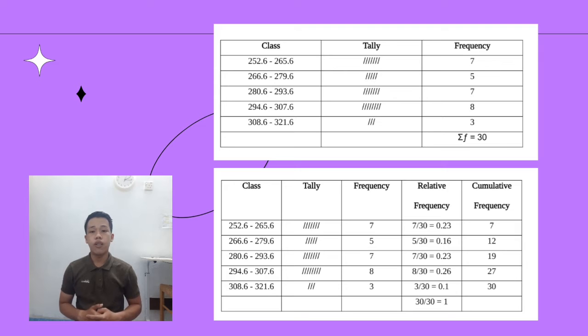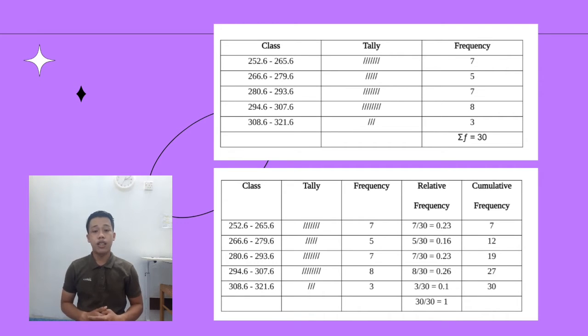On the third class, we have 280.6 until 293.6. The tally and the frequency is 7. Next, 294.6 until 307.6. The tally and the frequency is 8. The last one is 308.6 until 321.6. The tally and frequency is 3. So the total frequency we have is 30.